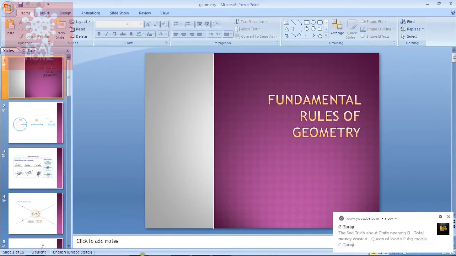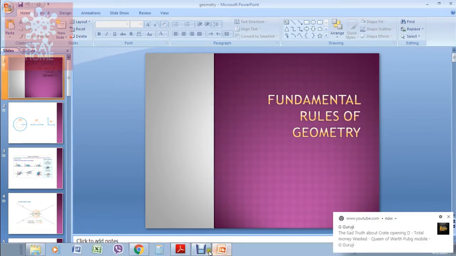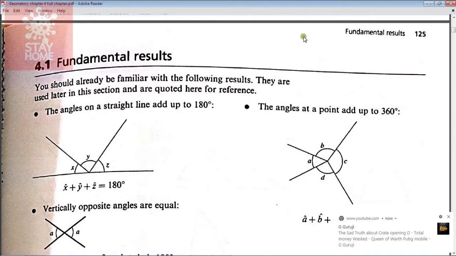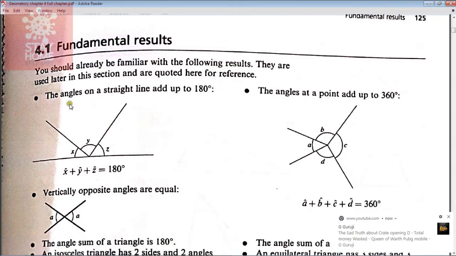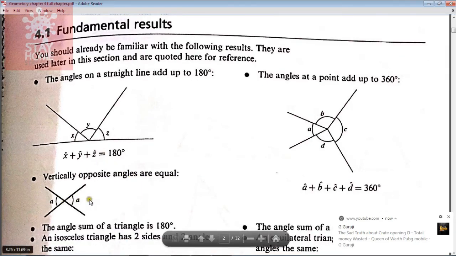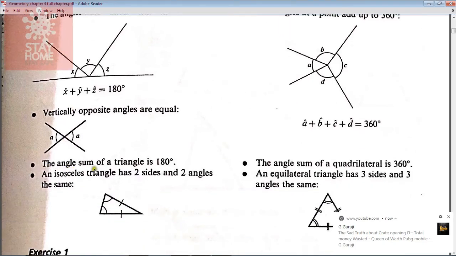So now come to the lesson in the book. See here, page number 125. You should already be familiar with the following results. Number 1, the angles on a straight line add up to 180. See, 180. We have explained already. Vertical opposite angles are equal. A and A equal. Here B and B would be equal. 3. The angle sum of the triangle is 180 degrees. The sum of the triangle's interior angles is 180 degrees.